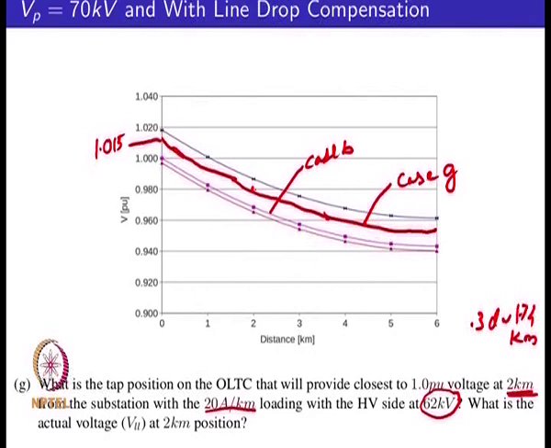So, again because of the finite number of taps, you have these quantization effects, which means that you cannot achieve the exact number that you are targeting, but it would be the one that is closest.